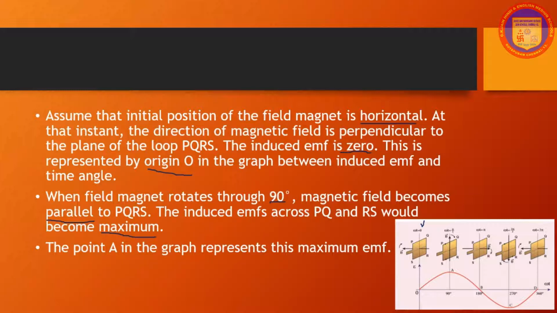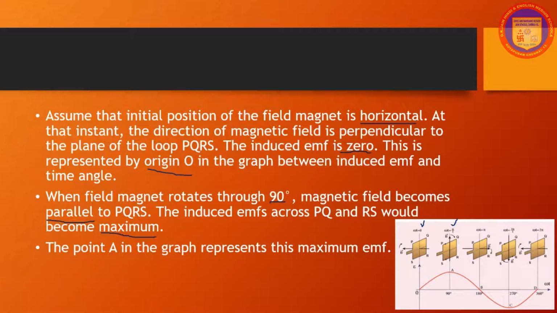So since they are connected in series, the EMFs are added up and the direction of the total induced EMF is given by Fleming's right-hand rule. The current flows along PQRS. The point A in the graph represents this maximum EMF.